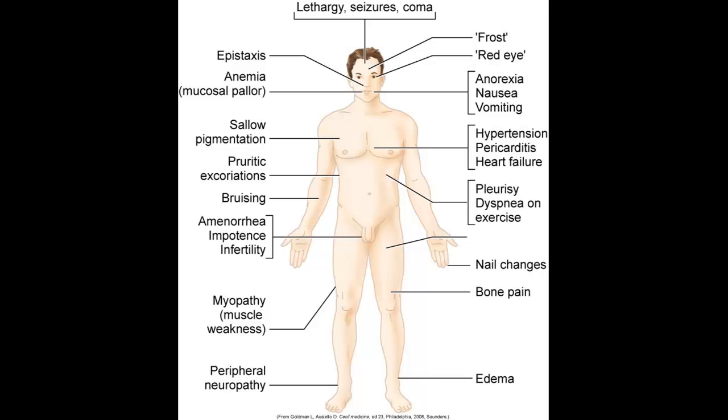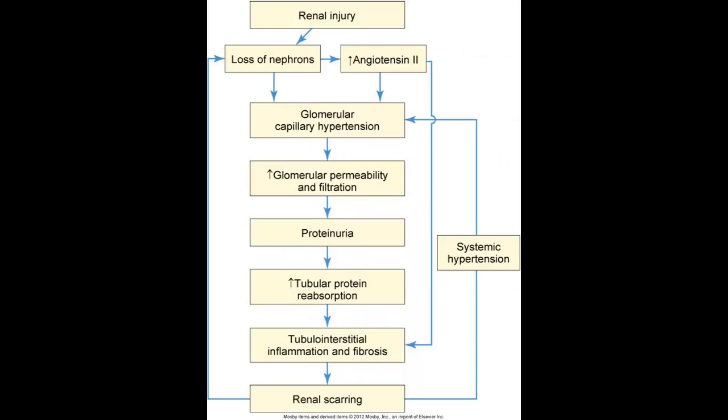Therefore, if we dialyze the patient and we can remove some of this stuff from their body, the patient obviously is probably going to feel a lot better, and they're not going to have as many of these systemic symptoms. What this diagram here is showing is how we get some of the symptoms that are related to a patient having renal dysfunction. So we have an injury to the kidney occurring, a loss of nephrons.